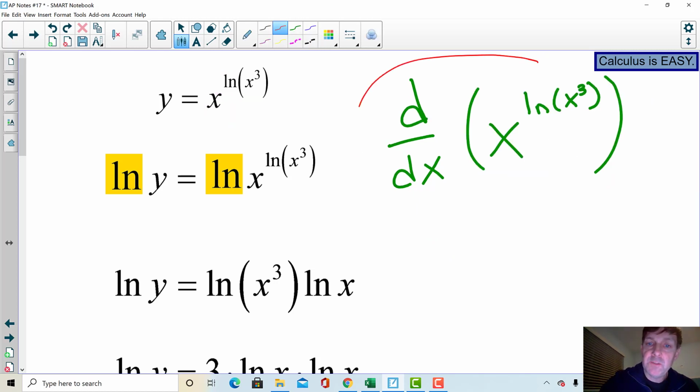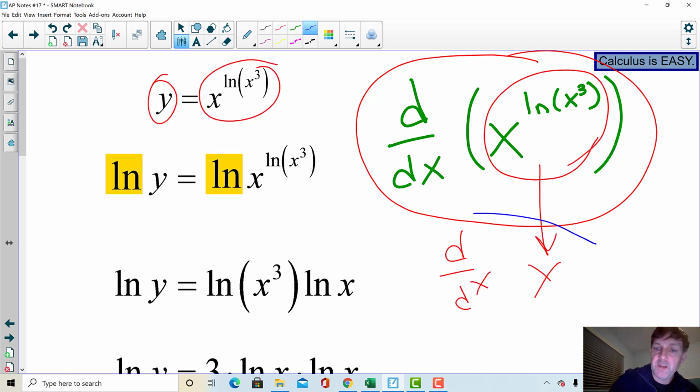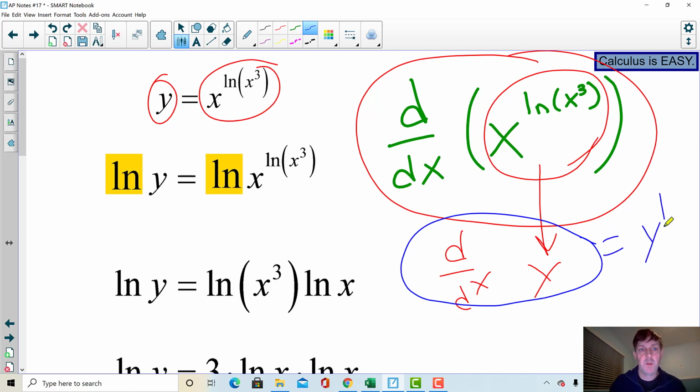Now normally they give us the derivative just like this. Again, the base is a function of x, and the power is also a function of x. So in order to do this derivative, we're going to have to create an equation where we say y is equal to this, and then you'll notice our answer is the derivative of y, which is the same thing as y prime. So in the end, our answer will be y prime.